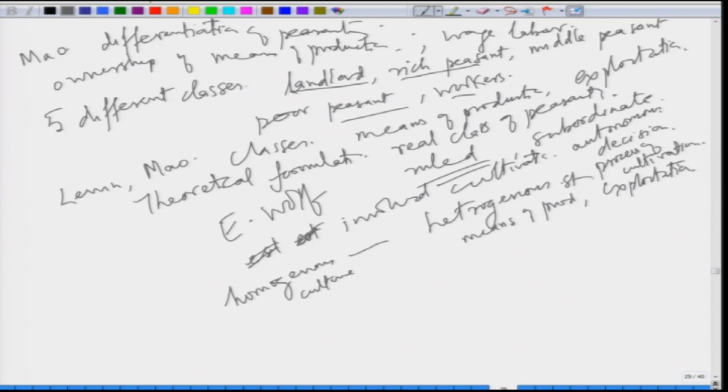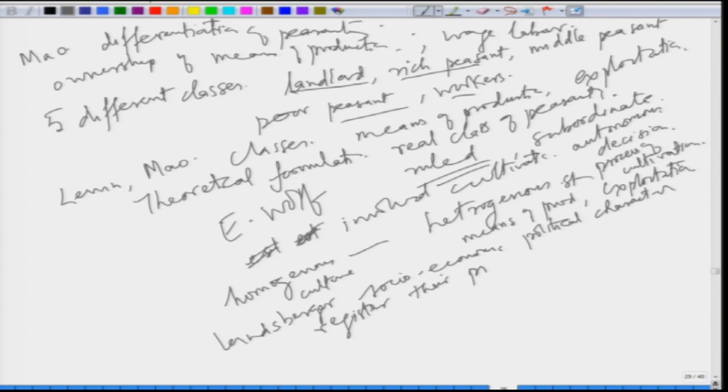And we try to see that another important contribution in the field of peasantry is Landsberger's contribution, who tries to look at peasantry in terms of socio-economic and political characteristics, in terms of the fact that they can register their protest. And here, registering their protest is against the exploitation which they are facing or which they have faced.